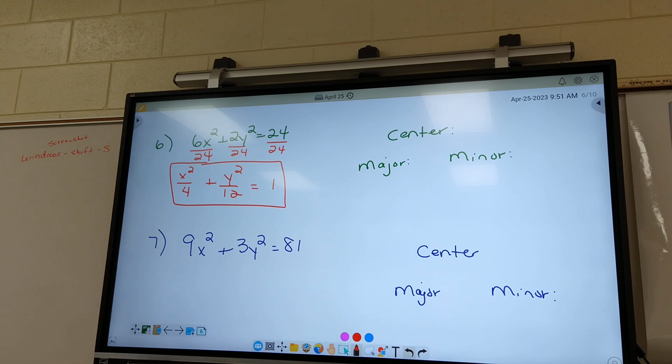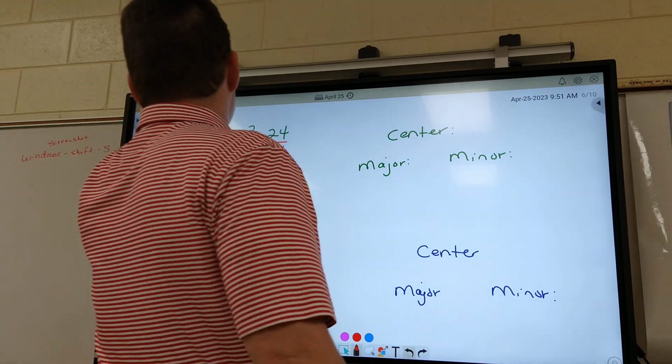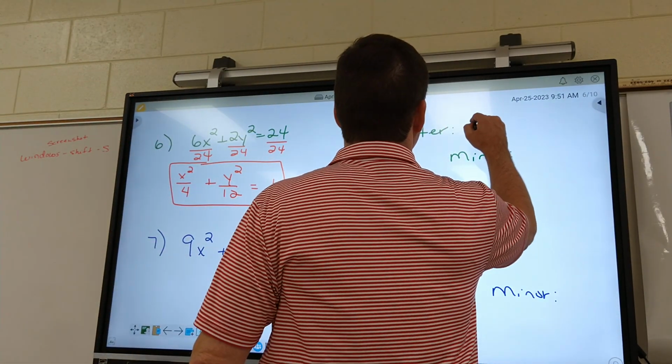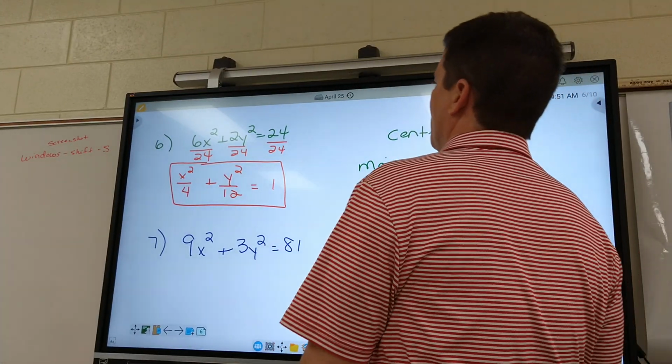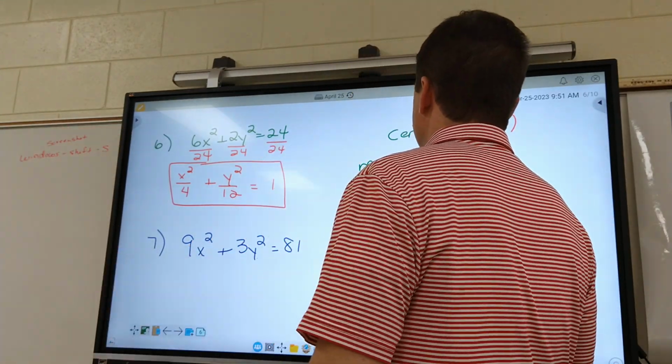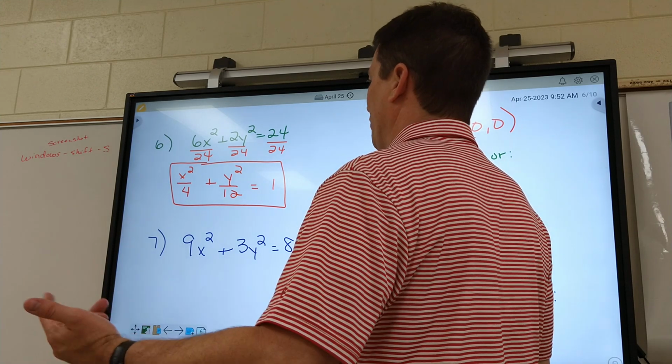All right, so 6, 7, and 8 are really all done the exact same way. What is our center if we don't have parentheses on the x or the y? 0, 0, right? All right, so Jacob Baum, what is my radius on the x-axis?